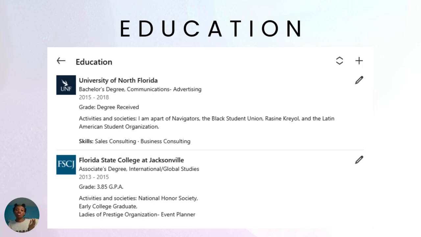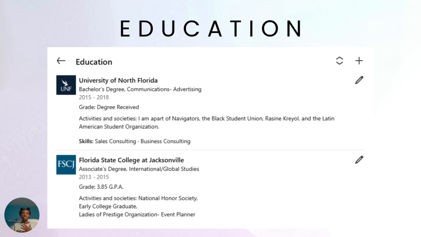Education. I have a bachelor's degree, again, from the University of North Florida. I talk about what I did while I was a part of my degree. I was a part of a club called Navigators. I was a part of the Black Student Union. I was a part of an organization called Resin Creole. I was a part of the Latin American Student Organization.